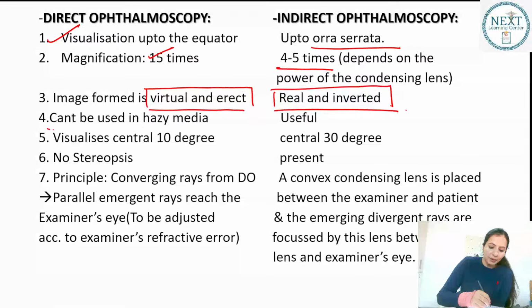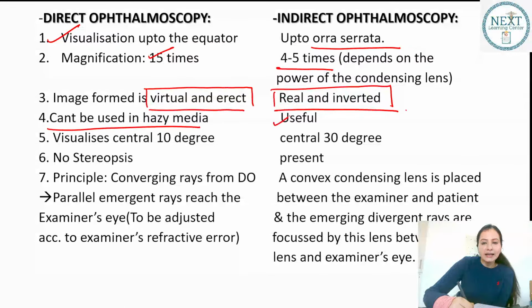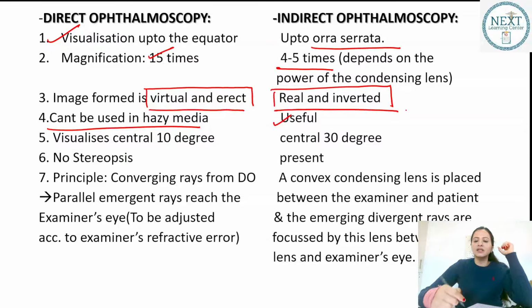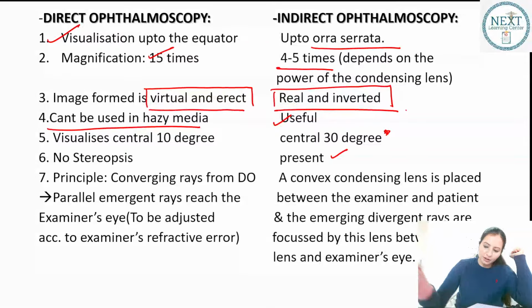Direct ophthalmoscope cannot be used in hazy media. Indirect is useful in hazy media. Direct will visualize just the central 10 degrees. Indirect will visualize a bigger part, 30 degrees. Stereopsis is present in indirect ophthalmoscope.